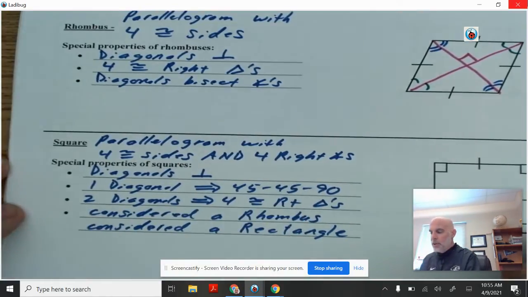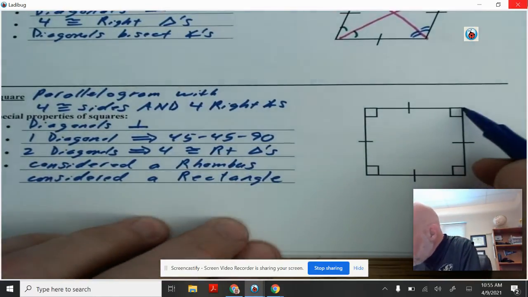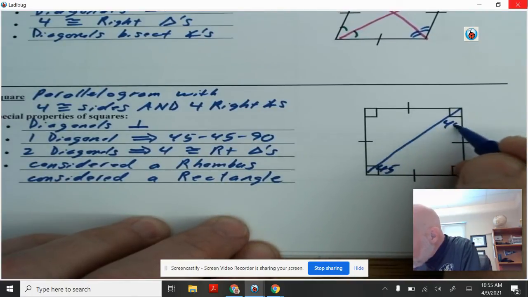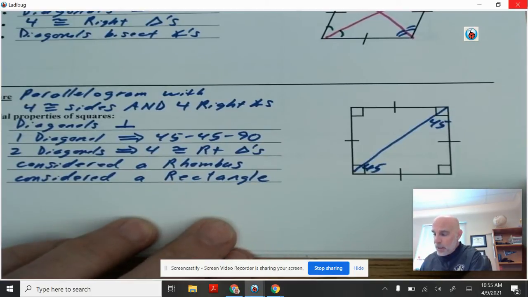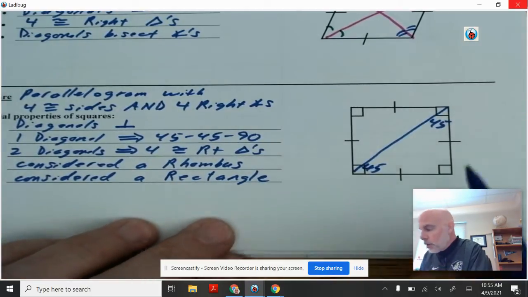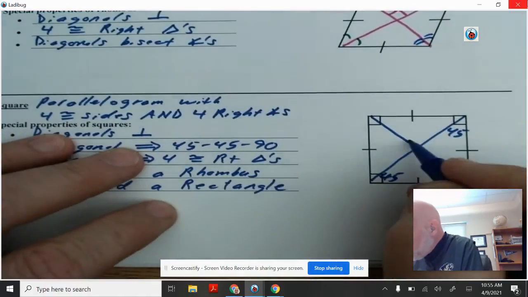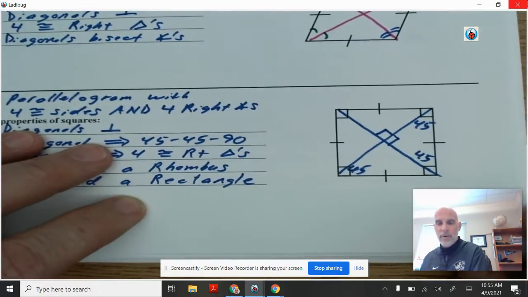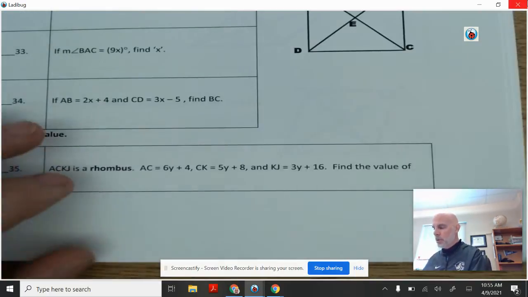All right. So just the key thing to note on here is that when you draw in a diagonal, you are creating 45, 45, 90. So all of your shortcuts we learned in trig could be handy. The diagonals are still perpendicular, just like a rhombus. So these are 90, which means this one's 45, that's 90. They're all a bunch of 45, 45, 90s everywhere. Okay. And so there were a few of those I wanted to do with you.